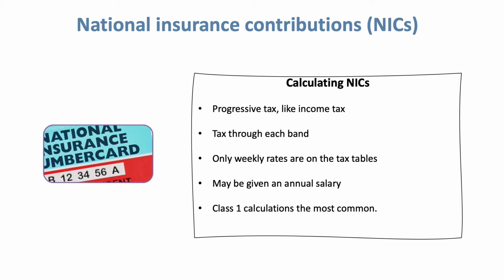So on your tax table, you'll only see the weekly rates quoted, but you may get given an annual salary. And the most important thing for you to realise is you'll need to divide that by 52 to put it into weeks, work it out on a weekly basis, and then multiply that by 52 to take you to the annual figure. So the most common calculations in RO3 are the Class 1 calculations, and we're going to look at some examples of those shortly.